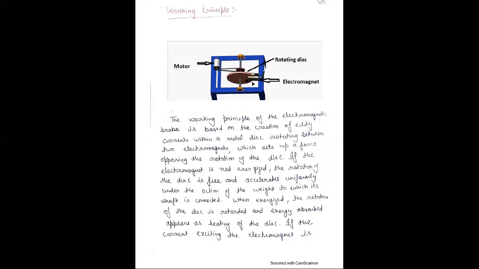Therefore, first of all, what are eddy currents? Eddy currents are those currents that are induced in the bulk pieces of a conductor, like this is a conductor, when the amount of magnetic flux linked with the conductor changes.